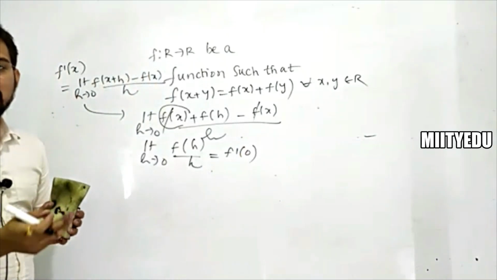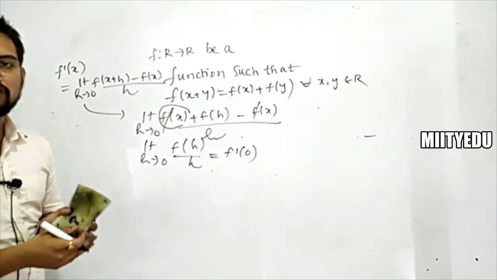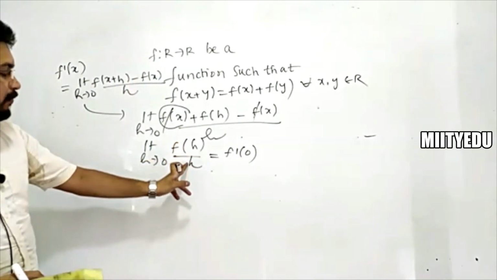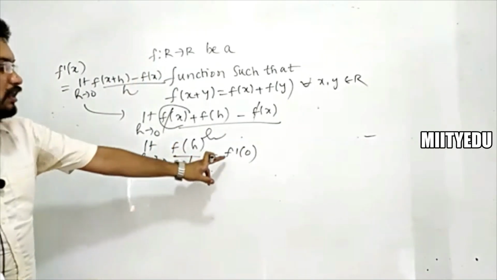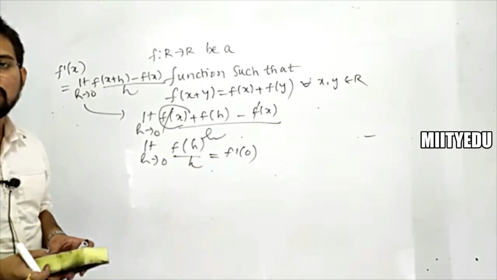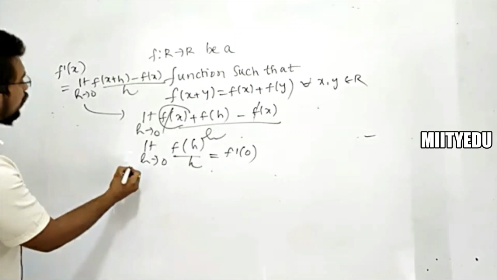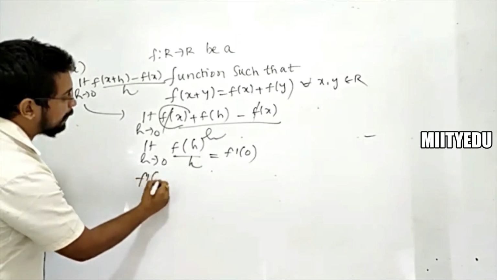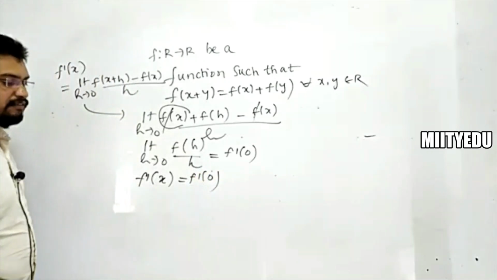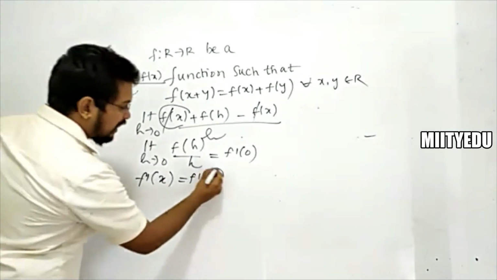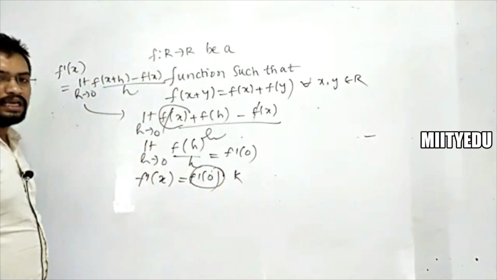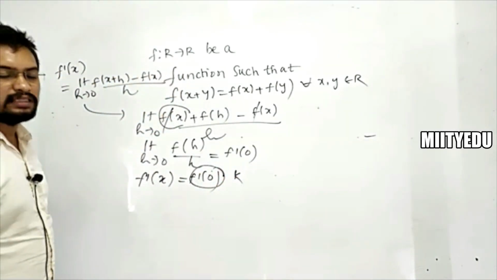Simple application of L'Hospital rule. Try to apply L'Hospital rule: f dash h divided by 1 and limit h tends to 0. This is nothing but your f dash 0, concept of limits. Now, by using the principle of differentiability, you got f dash x is nothing but f dash 0. F dash 0 is a constant term. Let's say this is k.